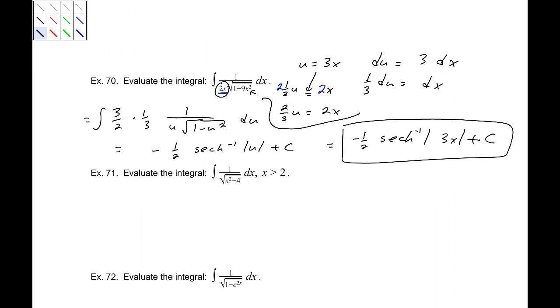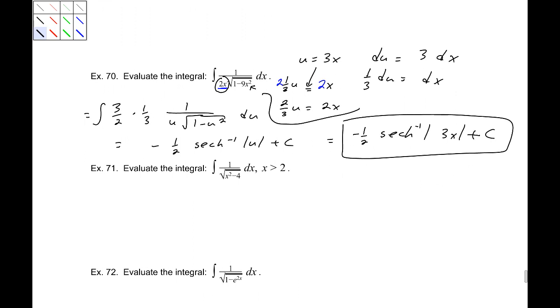Okay, so the next one we've got, x squared minus 4. Well, our u is x, and we have an a squared of 4, or an a of 2. So once we take the integral, it's hyperbolic cosine inverse of x over 2.